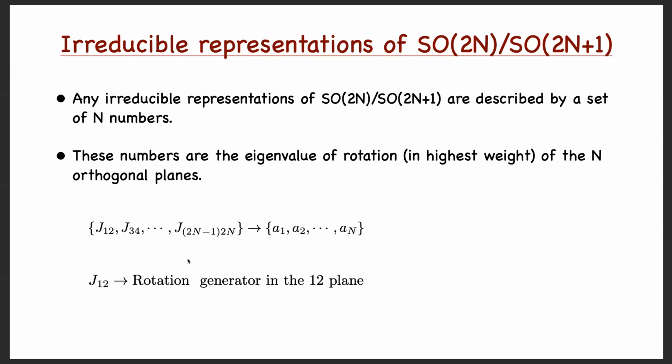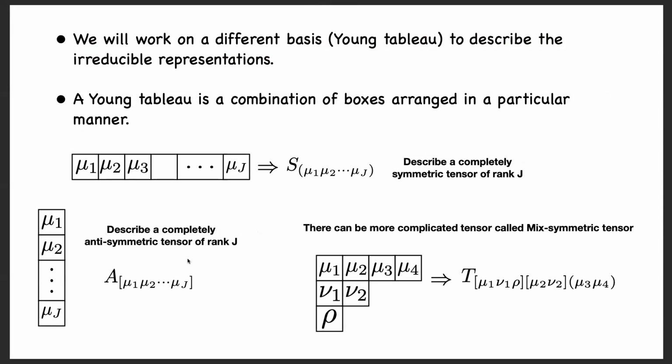So that's why we choose a different notation to denote a reducible representation of this group, which is basically the Young tableau. Okay, so far are there any questions? So what is a Young tableau?